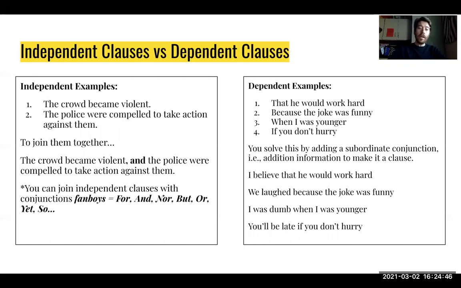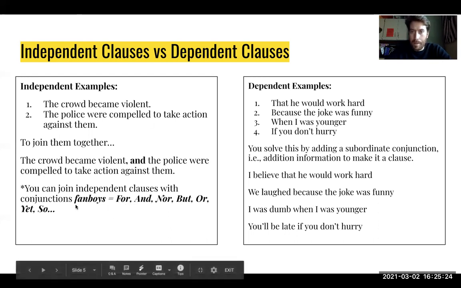independent clause. Now, here's the thing. If you wanted to, you could join them together and you could put multiple clauses together to make a complex sentence. So this would be, if we wanted to join them together, the crowd became violent and the police were compelled to take action against them. That's fine. That is one way that you could write this sentence. And so we're going to look a little bit later in this presentation at independent clauses and how we can join independent clauses, two or more, using this really cool acronym called FANBOYS, which is just a list of conjunctions. So you can kind of see a list here. Again, we'll come back to that in a minute.